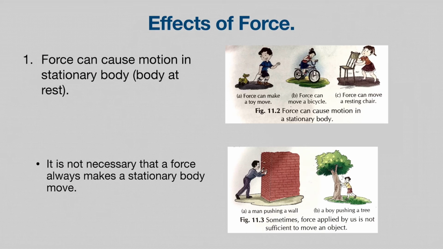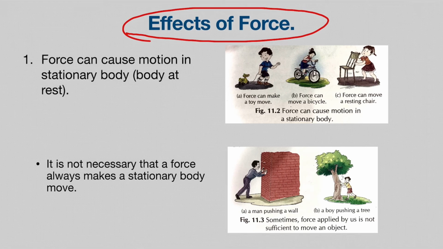After that, we have another topic, that is the effects of force. Okay, by applying force we can have different outcomes, different results, right? The first one that we have is force can cause motion in a stationary body, that is a body at rest. Stationary means a body at rest, that is those objects that are not changing their position. Okay, now we can change the motion of a stationary object by applying force. Like for example, here you look, this chair.